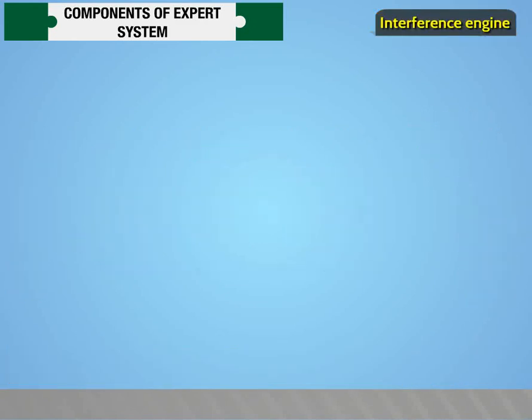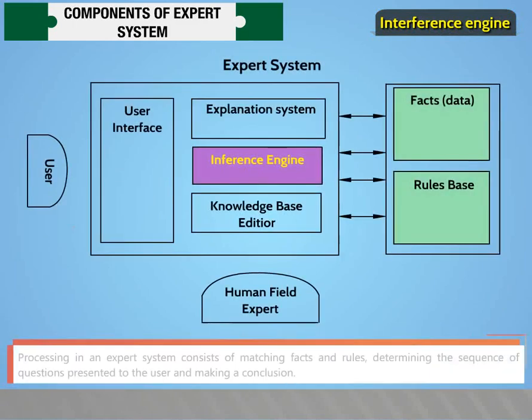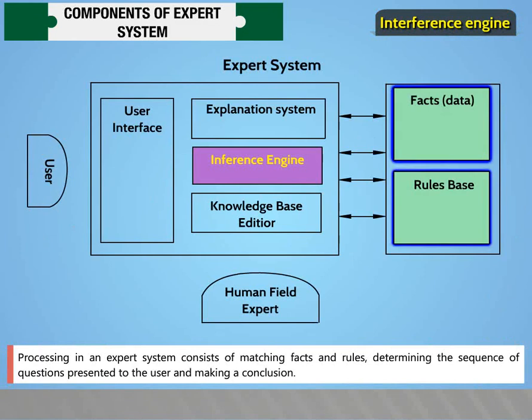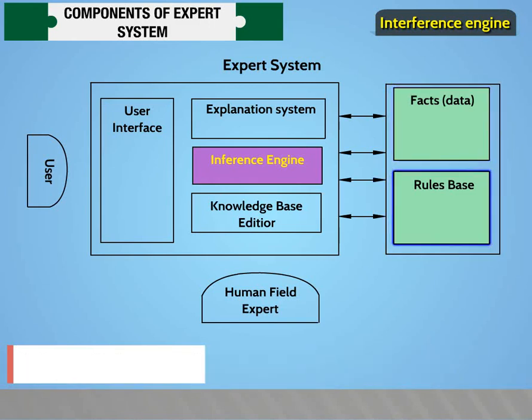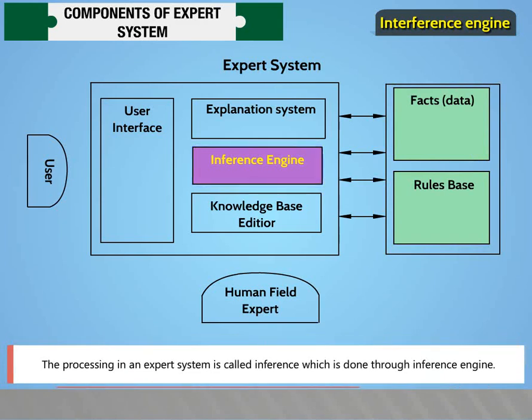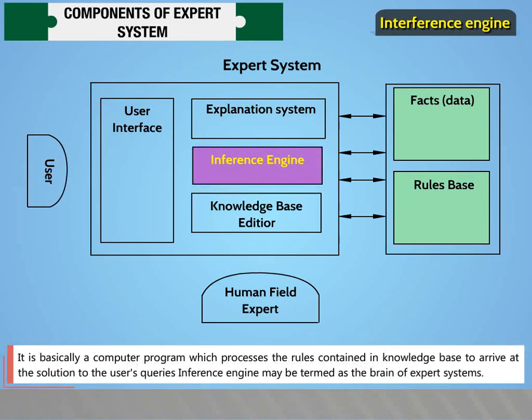Inference engine. Processing in an expert system consists of matching facts and rules, determining the sequence of questions presented to the user, and making a conclusion. The processing in an expert system is called inference, which is done through inference engine. An inference engine applies knowledge in a systematic way. It is basically a computer program which processes the rules contained in knowledge base to arrive at a solution to the user's queries. Inference engine may be termed as the brain of expert systems.